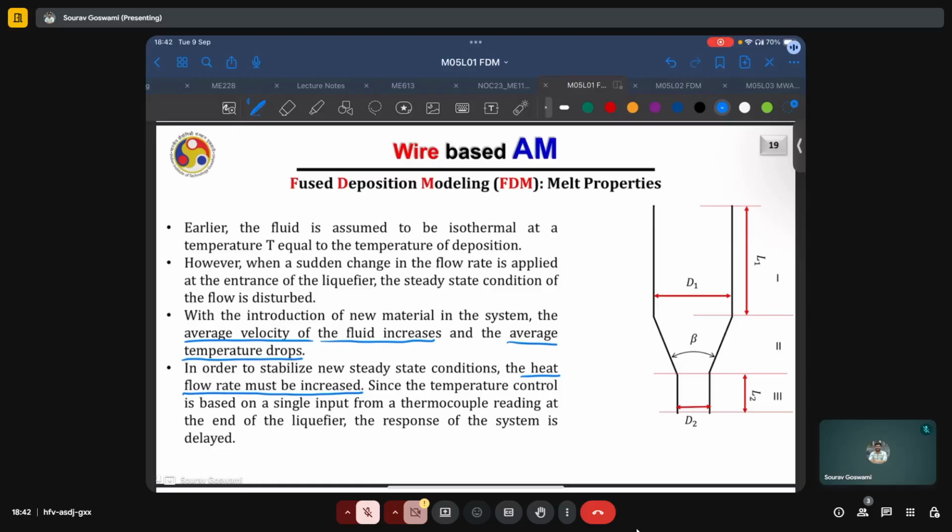Since the temperature control is based on a single input from a thermocouple reading, typically at the end of the liquefier, the response of the system is delayed. Typically, this delay is of the order of seconds.